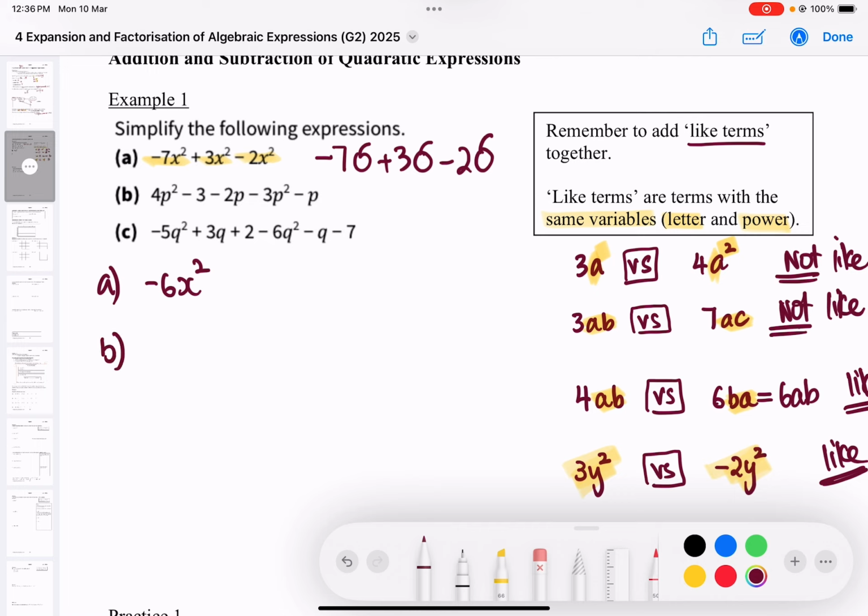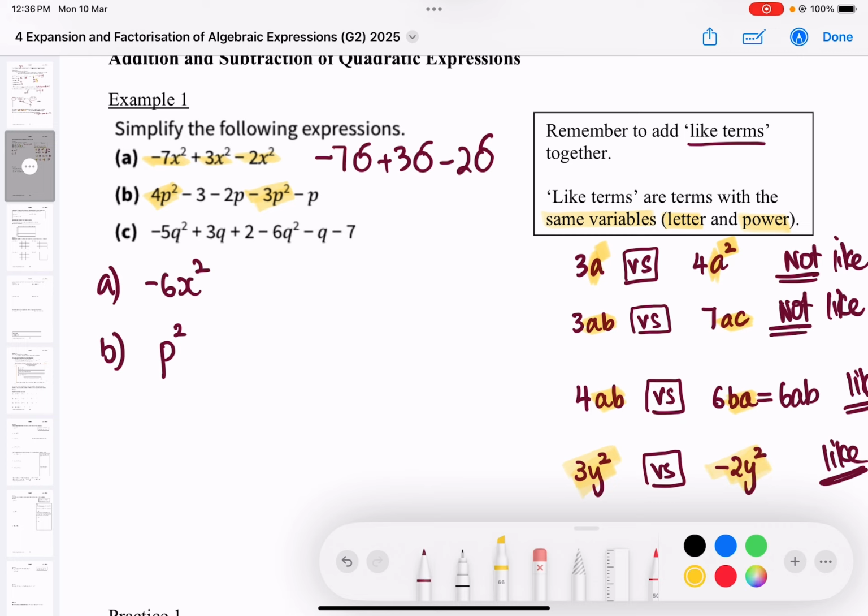Let us look at part B. Now part B, there's a 4p squared. The next term is negative 3, which is not like. The next one is negative 2p. The power is not the same, so it's not a like term. And then after that, we have a negative 3p squared. So these two are like terms, so let me add these two first. 4p squared minus 3p squared is 1p squared.